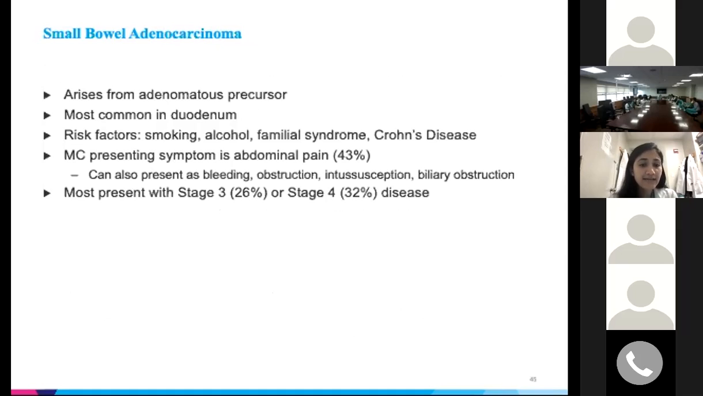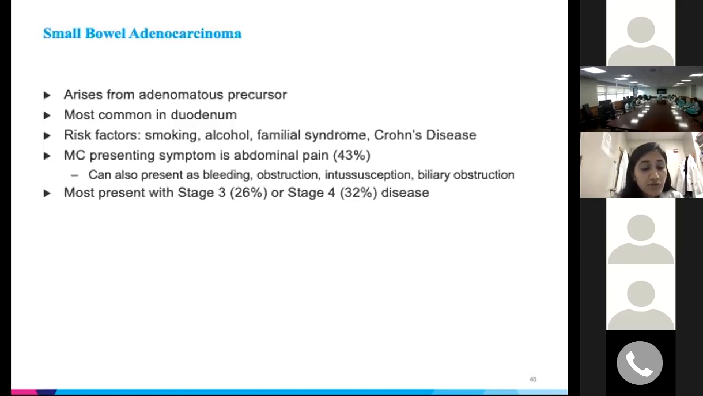We don't exactly know the pathogenesis for why it's most commonly in the duodenum, but the theory is that the carcinoma cascade is activated by the mixing of ingested carcinogens with biliopancreatic secretions in the duodenum. So that's one of the theories for why adenocarcinomas of the small bowel are most common in the duodenum. Risk factors include smoking, alcohol, familial syndromes like HNPCC and FAP, and Crohn's disease.